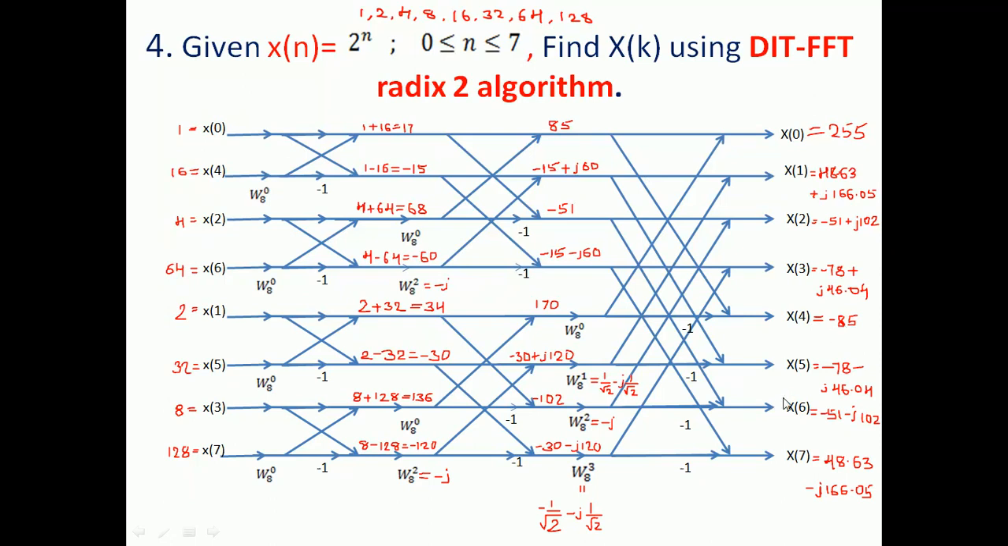So don't compute x of 5, x of 6, x of 7. Here x of 5 is the conjugate of x of 3, that is minus 78 minus j 46.04. X of 6 is the conjugate of x of 2, that is minus 51 minus j 102. Instead of plus, you should write minus here. X of 7 is the conjugate of x of 1, that is 48.63 minus j 166.05. So this completes the computation of x of k using the DIT FFT radix 2 algorithm.